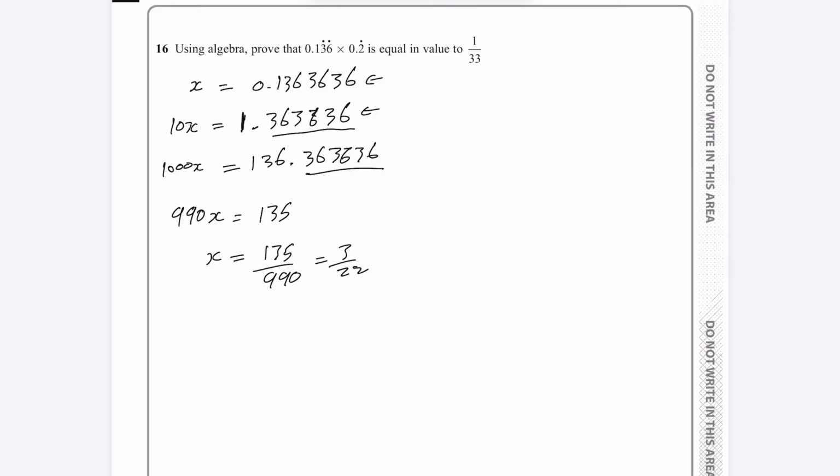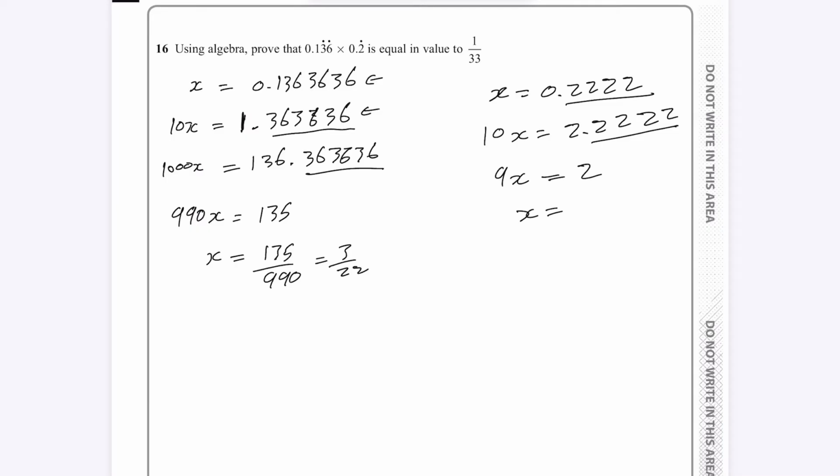And now if I come over to the other side, this one's a little bit simpler. So we have x is equal to 0.222. Again, my aim is to get rid of the recurring part. So if I make this 10x, in this case, it's already the same now. So this bit and this bit match up. So that's 9x, if I subtract, is equal to 2. So that now becomes 2 over 9. And then if I did 3 over 22 times 2 over 9, that gives me 1 over 33.